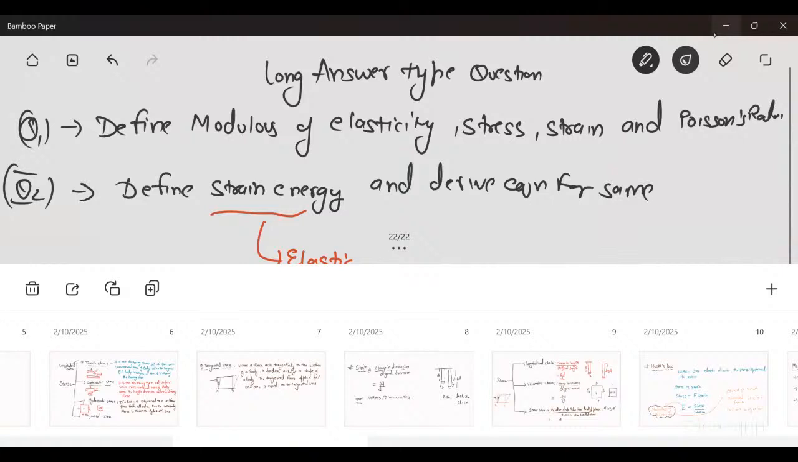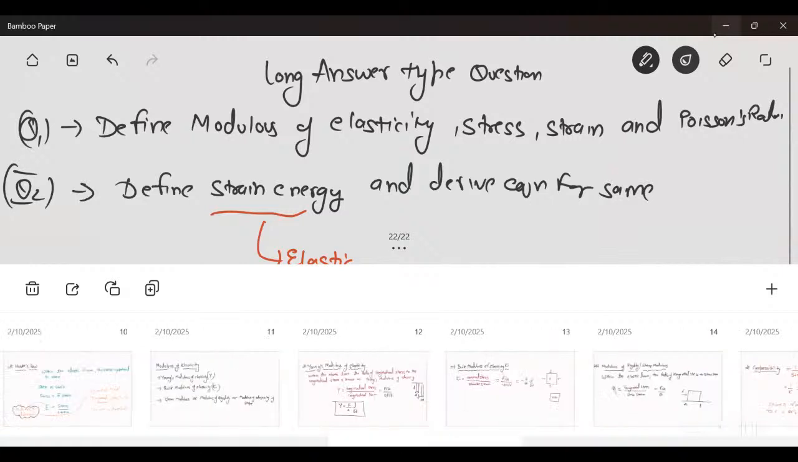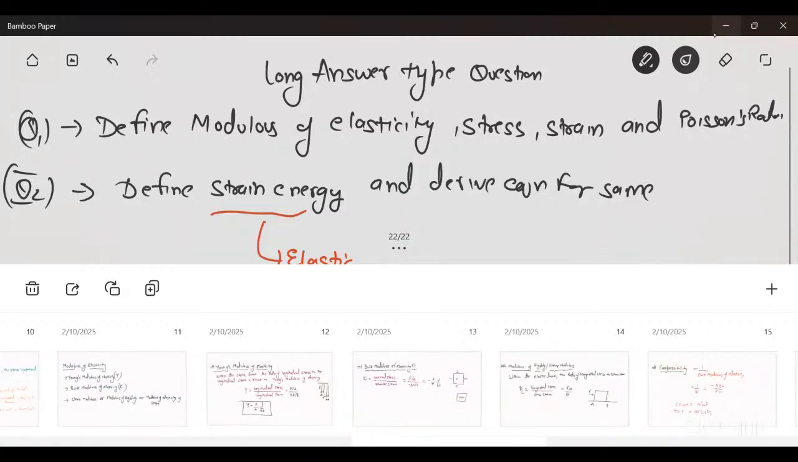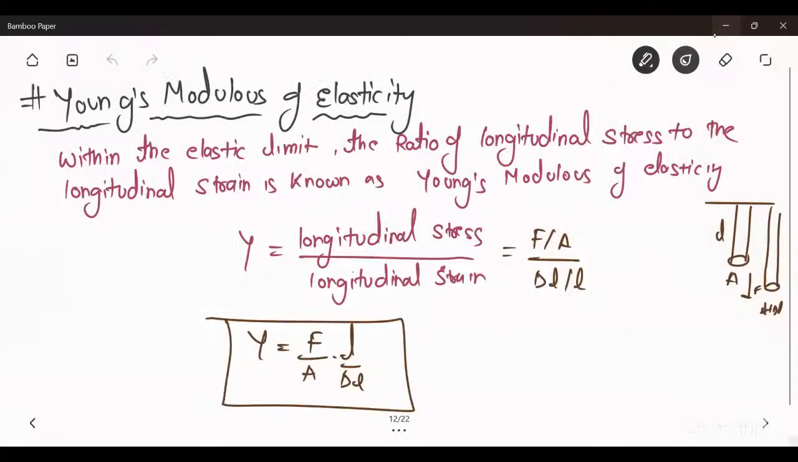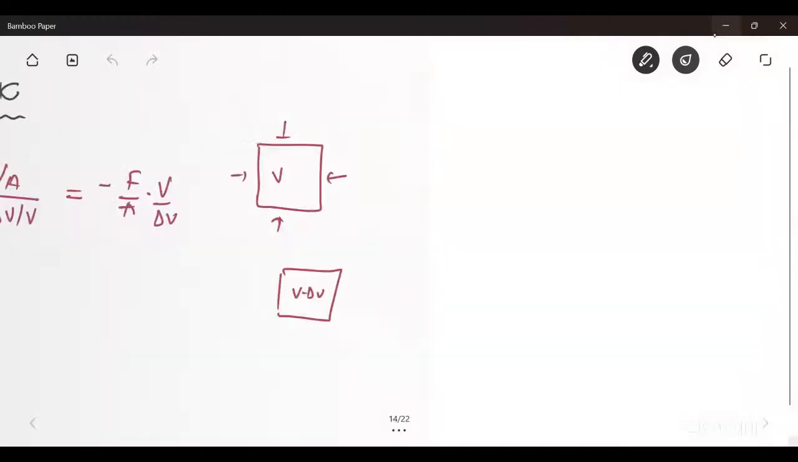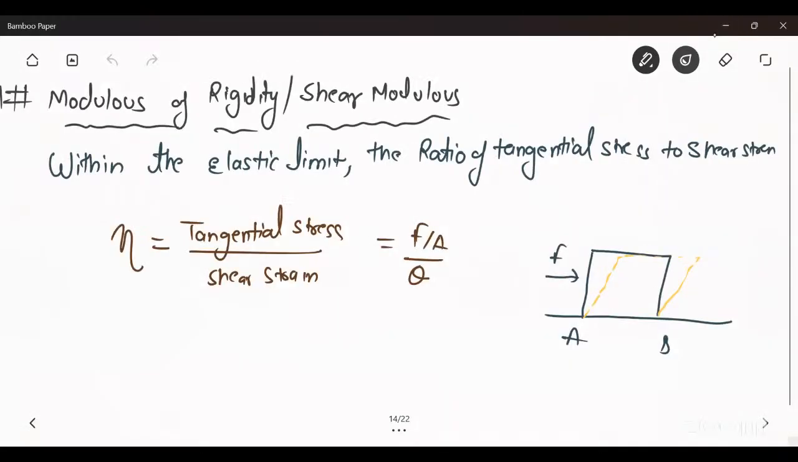Young's modulus of elasticity is defined as the longitudinal stress upon longitudinal strain. Bulk modulus of elasticity is defined as the normal stress to the volumetric strain, and the last one, modulus of rigidity, is F upon A upon theta.